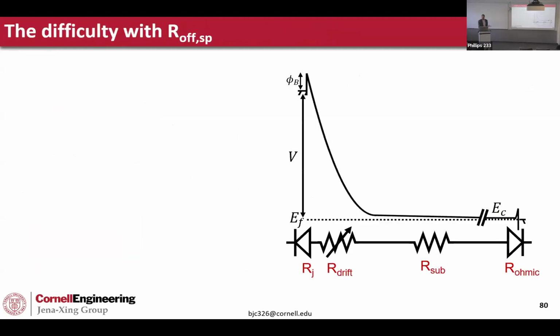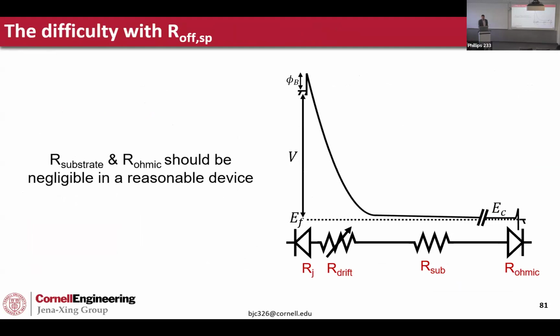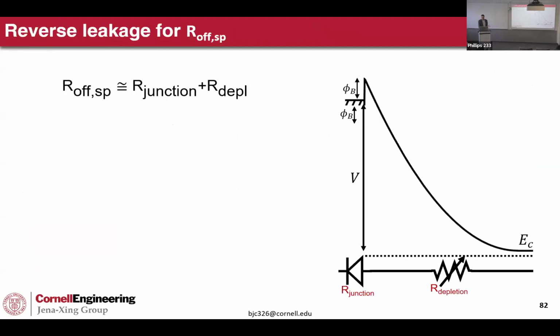So just like we did for forward bias, how do we think about specific off resistance? Thankfully, in this case, we can also neglect the substrate and the ohmic contact, and it's really just the junction and the depletion region. And here I'm going to make a clarification where we can think of this as injection mechanisms and conduction mechanisms. Is this device limited by how many carriers you can inject through that reverse bias contact, or is it limited by transport through the depletion region?